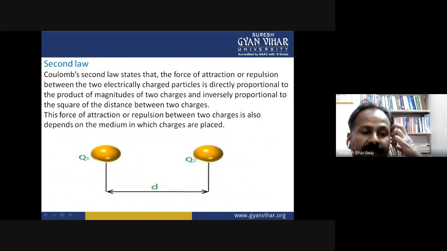If two point electric charges Q1 and Q2 are separated by distance d, then the electrostatic force between the two charges is given by: force is directly proportional to Q1 Q2 upon d square. Or we can say that the electrostatic force equals k into Q1 Q2 upon d square, where the proportionality sign is replaced by a constant k, a positive constant of proportionality called the electrostatic force constant or Coulomb's constant.